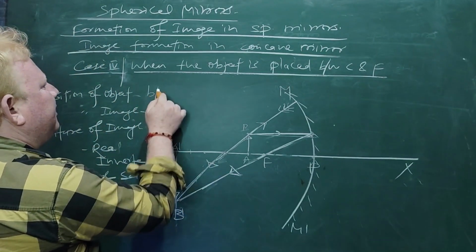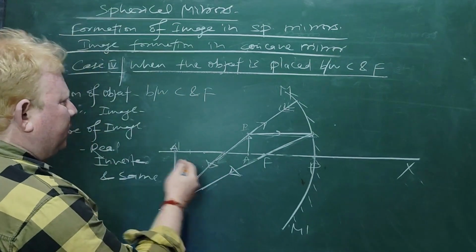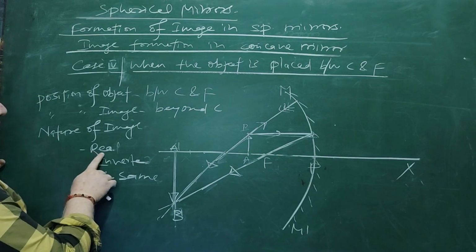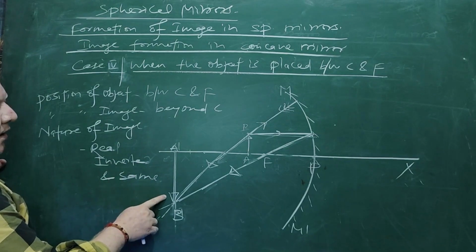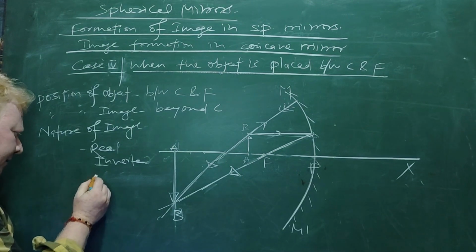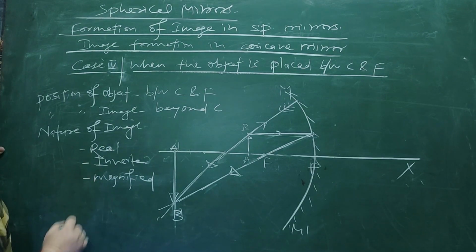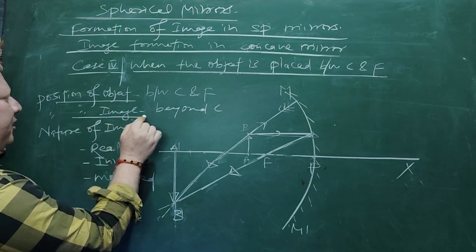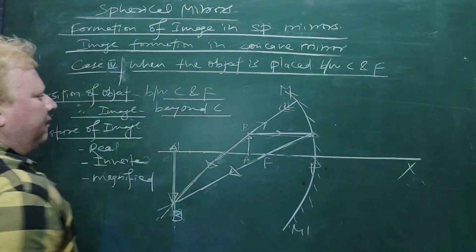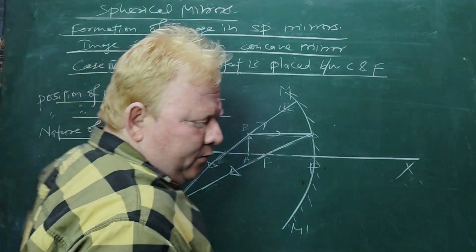So, here the position of object, what will you write? Between C and F. And what is the position of image here? Position of image, you write beyond C. And what is the nature? Of course it is real, inverted, and magnified. Rather than writing the same, here I will write magnified. Clear? This is the position of object, position of image, and the nature. Position of object was between C and F, position of image is beyond C, and nature is real, inverted, and magnified. This is case number 4.